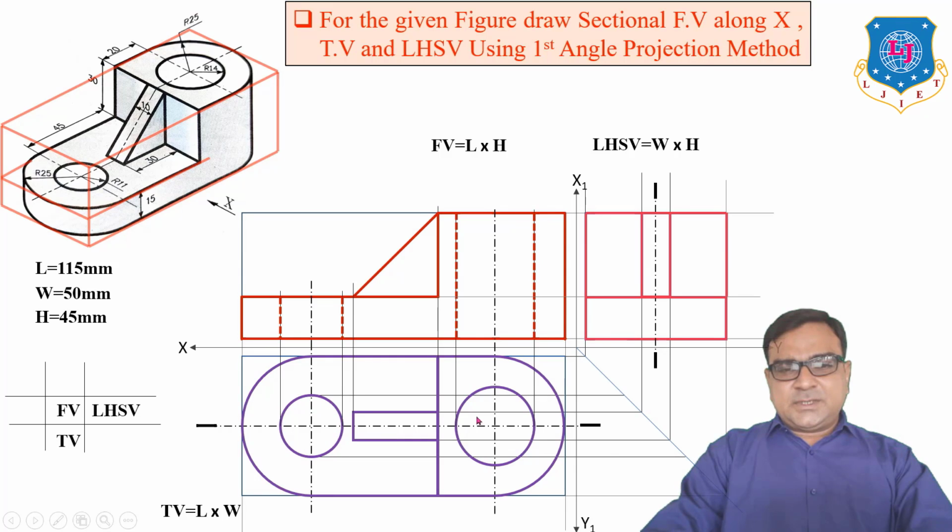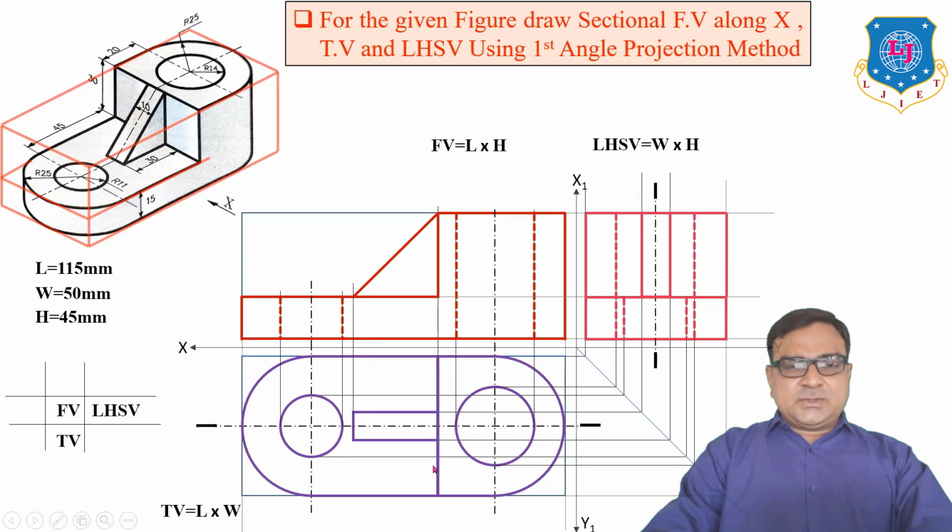Now these two holes are also hidden in the left hand side view. The height of this hole is 15 mm and the height of this hole is 45 mm. So you have to extend a horizontal line from the top view and a vertical line, and show the hidden lines which are 15 mm height. For this hole, draw horizontal and vertical lines. So this is the front view, top view and left hand side view.